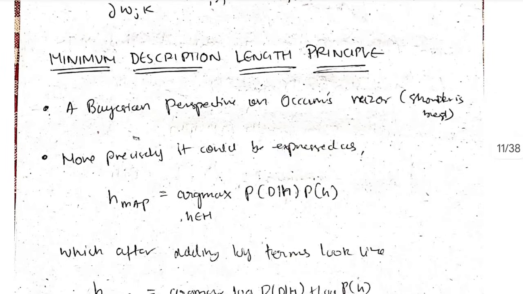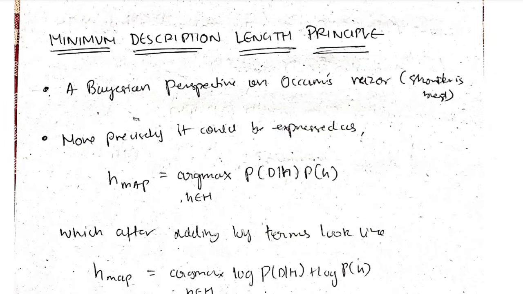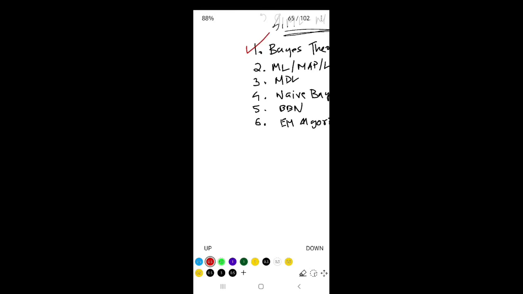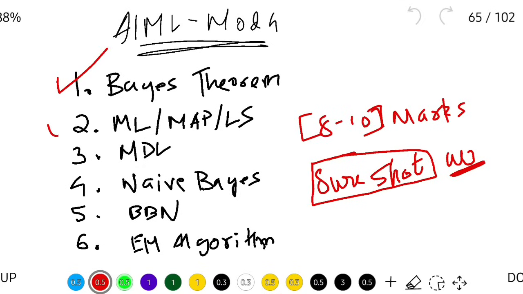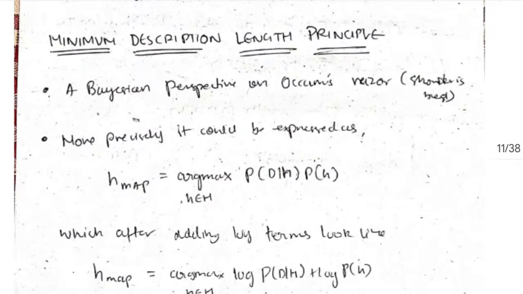Next we have the minimum description length principle. So let's tick off: we are done with the first two topics. ML, MAP, LS we just discussed, a super important question from the exam point of view. Next we are going to discuss MDL, the minimum description length principle.